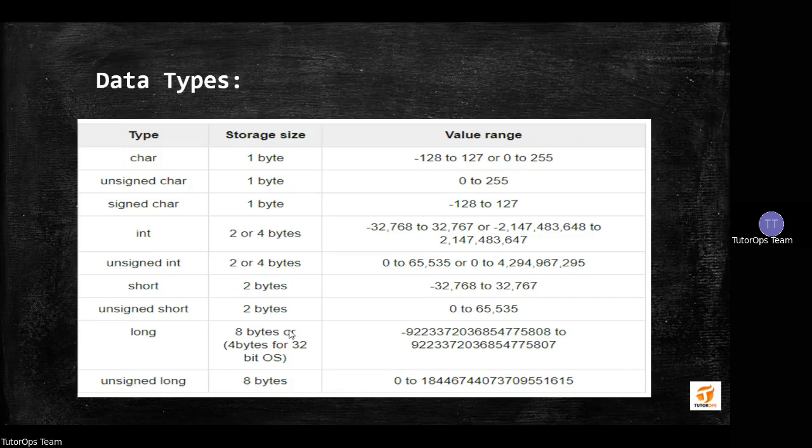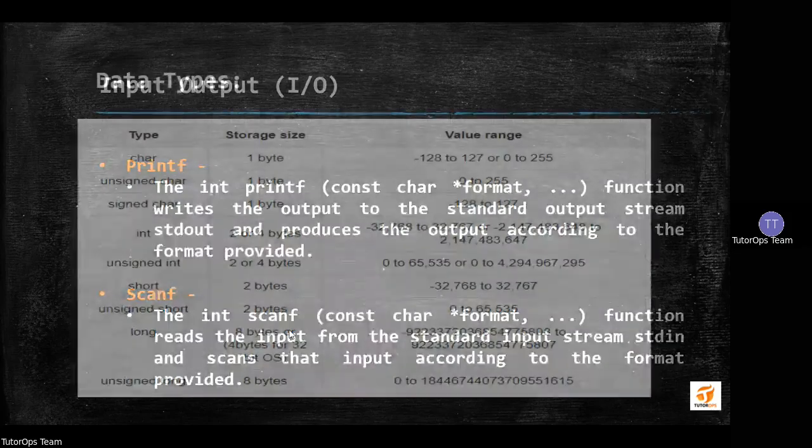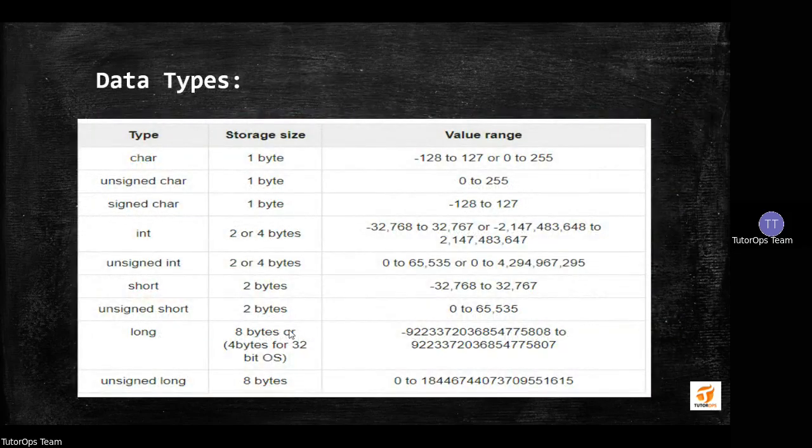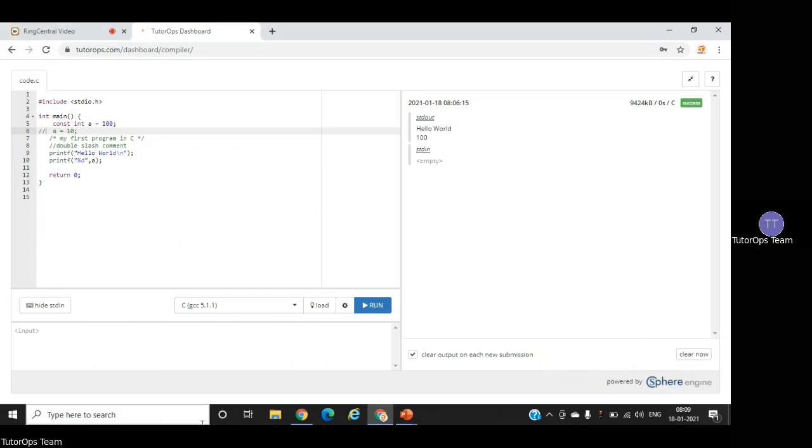And then long is also there. If you want to use a bigger value range, then you can use long. It is 4 bytes for a 32-bit OS. If you are on a 64-bit OS, then it will be 8 bytes. Unsigned long is also there with 8 bytes. So these are the data types which are already present in your C compiler, and the definitions of these data types are already written in your compiler. I can show you one more piece of code.